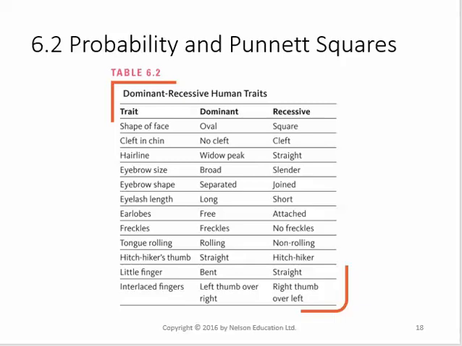So if you're square faced, cleft chin, straight hairline, slender eyebrow, unibrowed, short eyelashed, attached earlobe, non-freckled, hitchhiker thumb, bent little finger with your left thumb over, you have a lot of recessive traits.